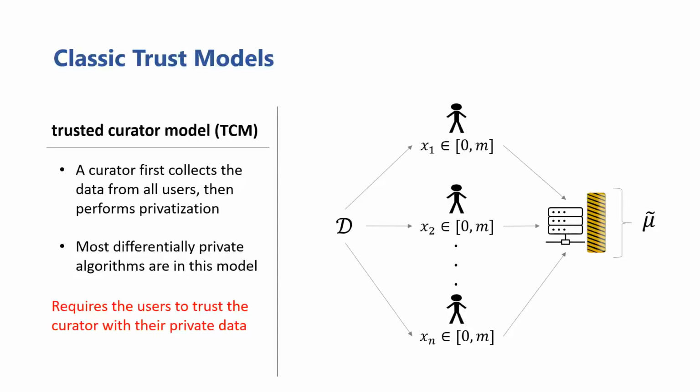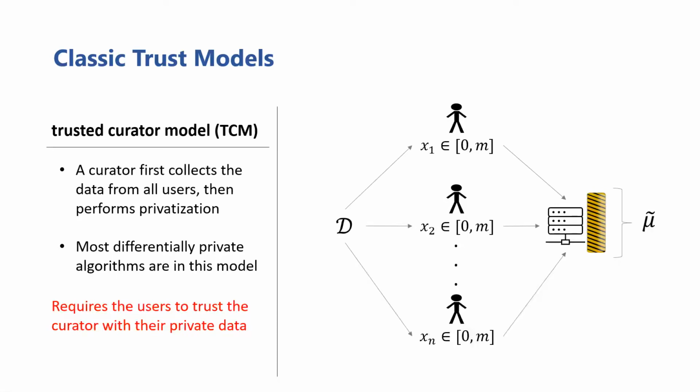The first model we'll discuss is the trusted curator model. Here, users submit their unprivatized data directly to the curator. The curator then performs any computations it wants on the data, taking on the responsibility to ensure that these computations satisfy differential privacy. Due to the centralization of users' data, mechanisms designed for this model tend to have higher utility since the curator can very precisely incorporate the necessary randomness into the computations.